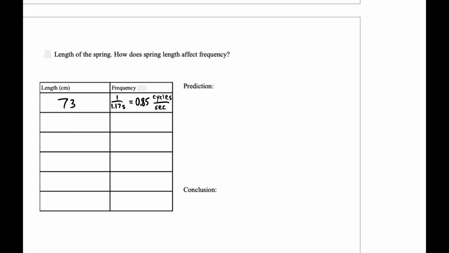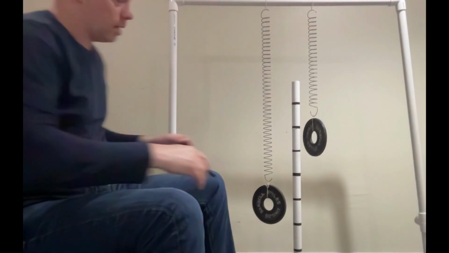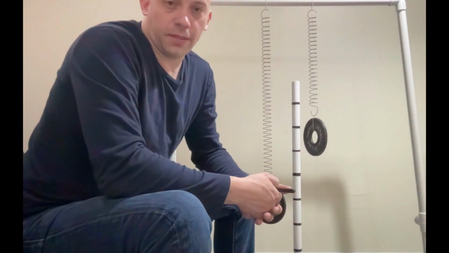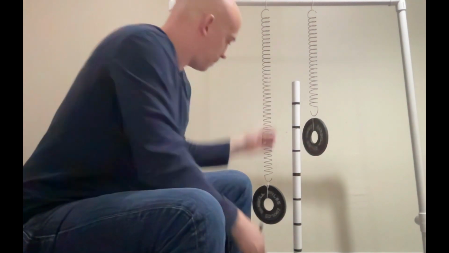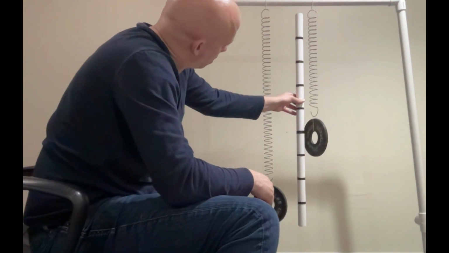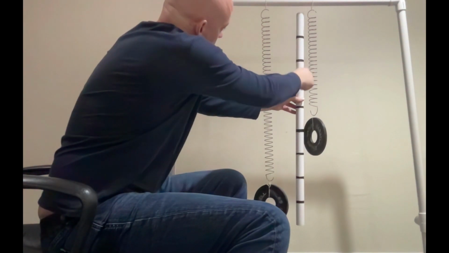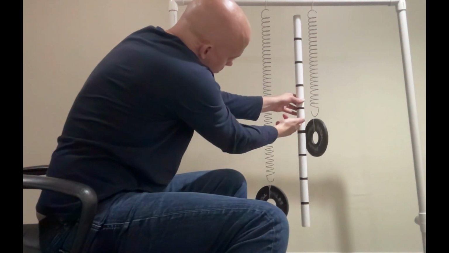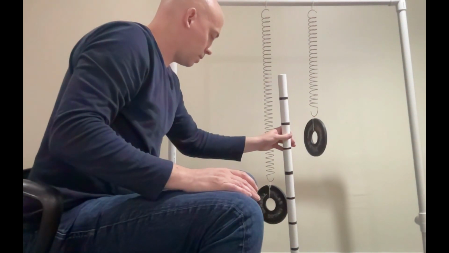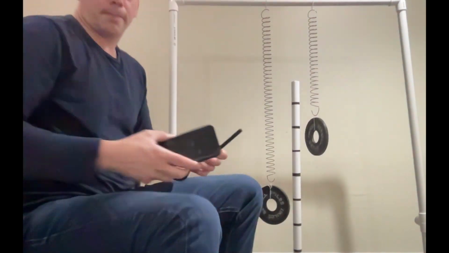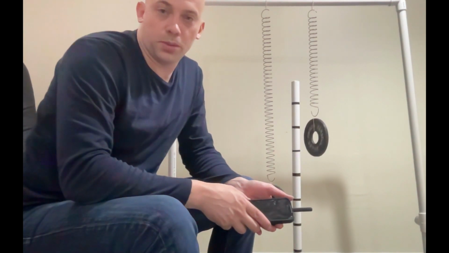And so now what we're going to need is the length of our shorter spring as well. So let's get the length of it when it's in its equilibrium position. It's 10, 20, 30, 43. 43 centimeters. And we're going to have to time it.